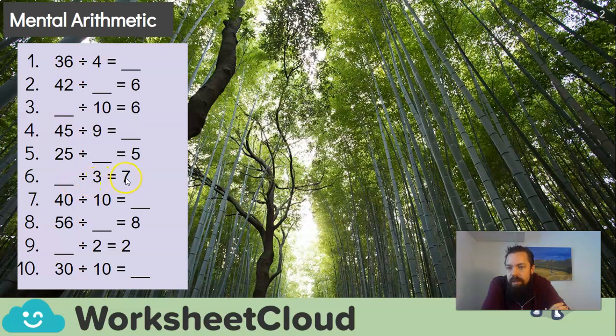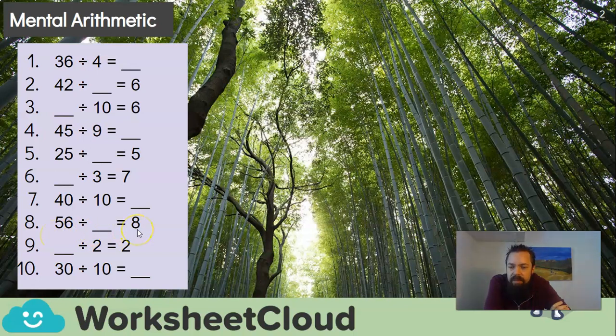Over here, it's the same as number 3. We're going to work backwards. So the opposite of division is times. 7 times 3 is 21. So 21 divided by 3 is 7. So the answer for 6 is 21. This one should have been quite easy. 40 divided by 10, 4. I'll come back to a little trick with that a little bit further into our lesson.